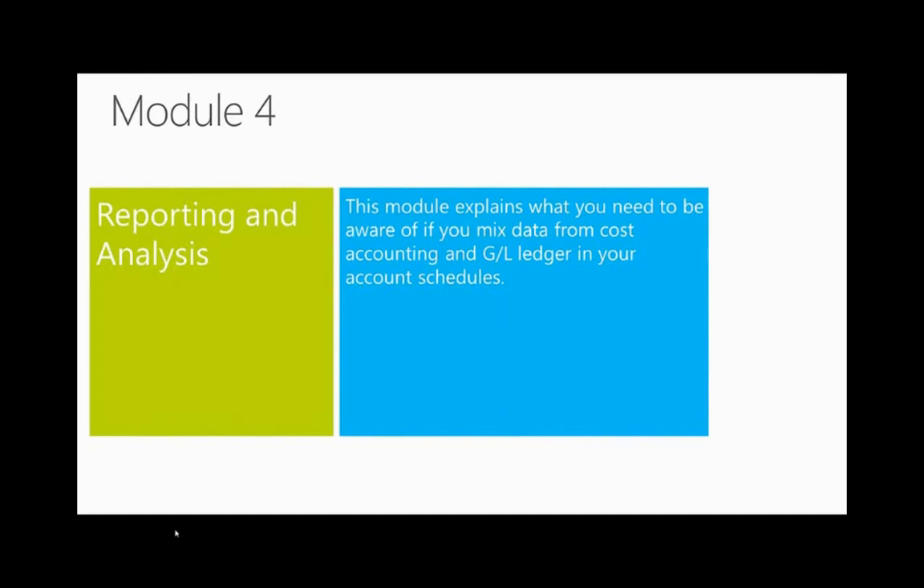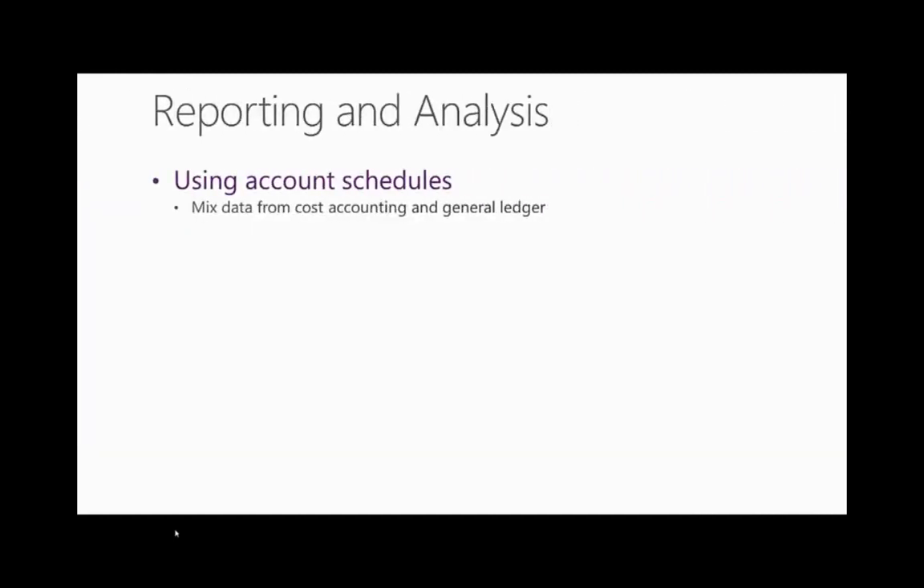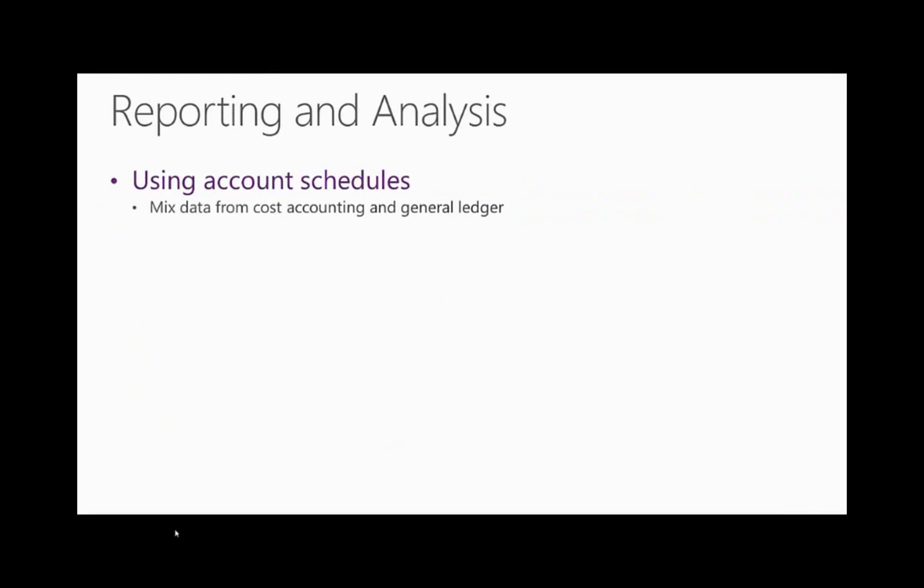Module 4 will cover reporting and analysis. Basically, it will cover the account schedules and what kind of problems you may have when you mix data from cost accounting and general ledger data. Because in cost accounting you only have cost centers and cost objects as dimensions, but not all the others. But in general ledger you have all the dimensions available.